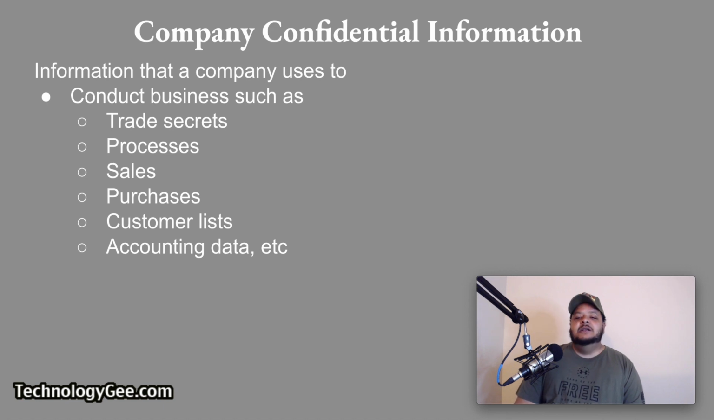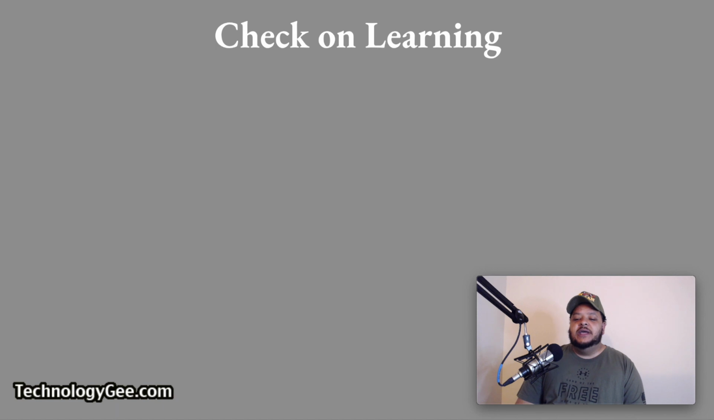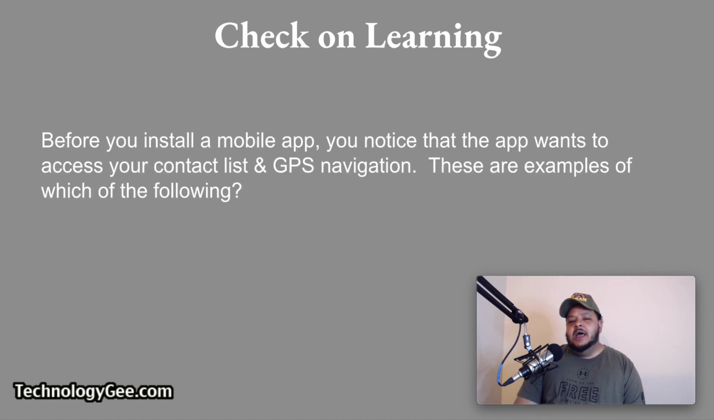All right. So that is our quick class. Let's get into some check on learning. So the first question is, before you install a mobile app, you notice that the app wants to access your contact list and GPS navigation. These are examples of which of the following?